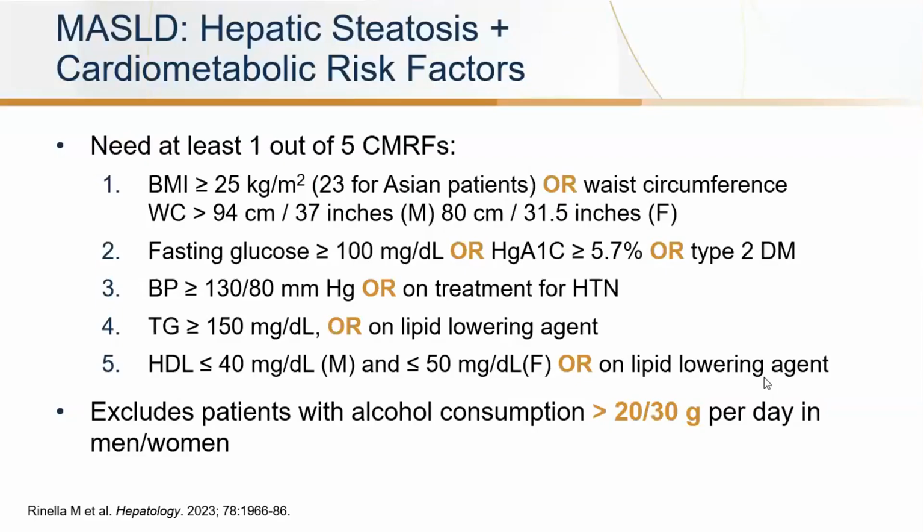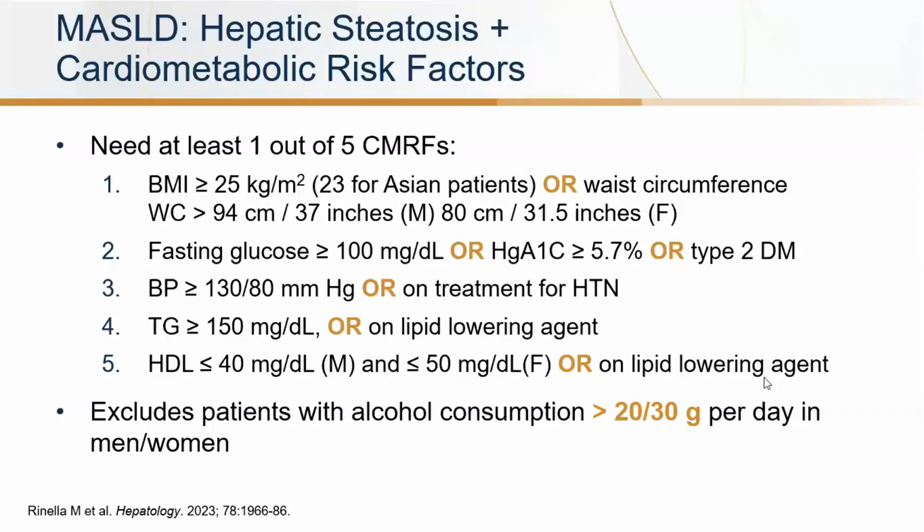Getting into those criteria a little more, you just need one out of these 5 cardiometabolic risk factors. Is their BMI greater than or equal to 25? We also change it a little based on ethnicity, so for our Asian population, that criteria is decreased to 23. Or do they have an enlarged waist circumference?